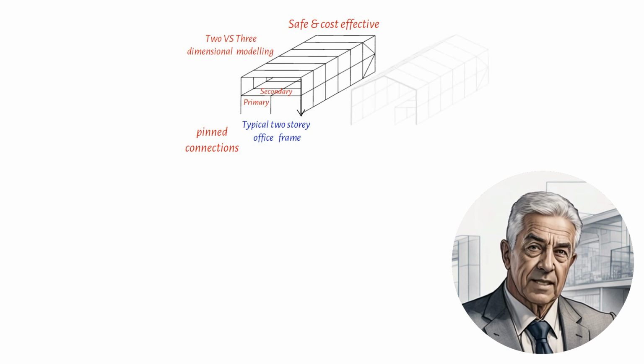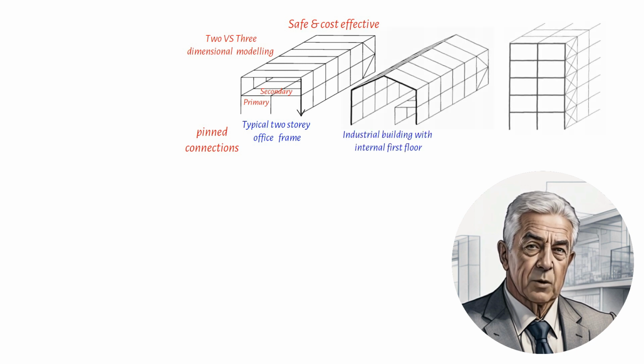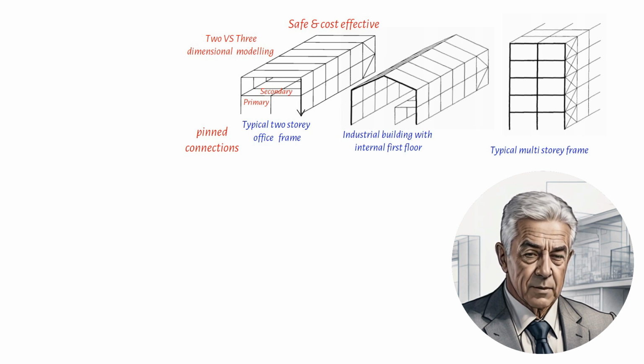They should also consider simple construction with braced frames and pinned connections as the preferred option, followed by rigid frames in one direction with ties and bracing, and rigid frames in two directions. It's important to note that there are usually multiple options for the form of the building frame.